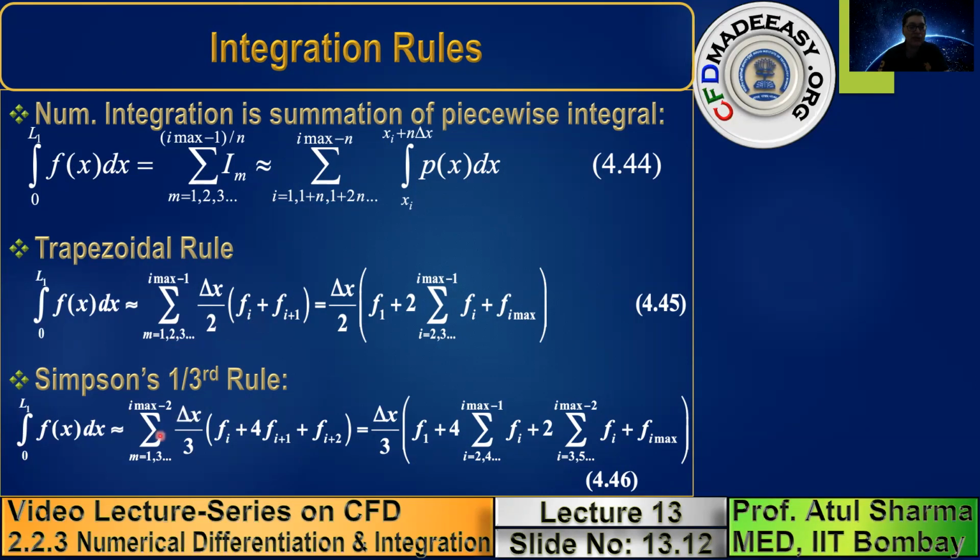Similarly, for Simpson 1/3 rule, note that now your number of subintervals has reduced because in each subinterval you have 2 panels. Here you sum it from 1, because one subinterval consists of 3 points. So when you sum it up, you have to take m equals 1, 3. Here it is 1, 2, 3.